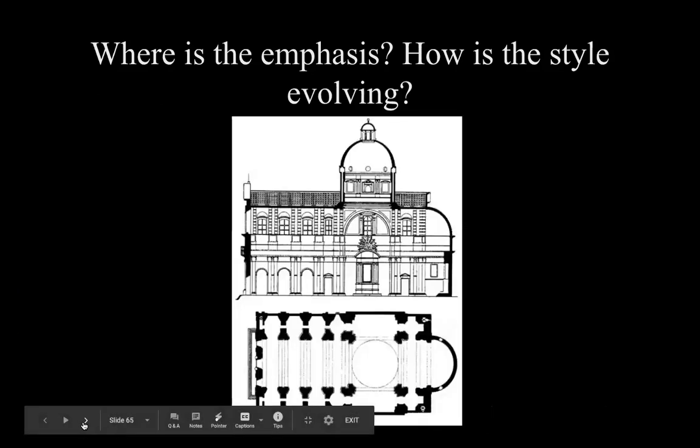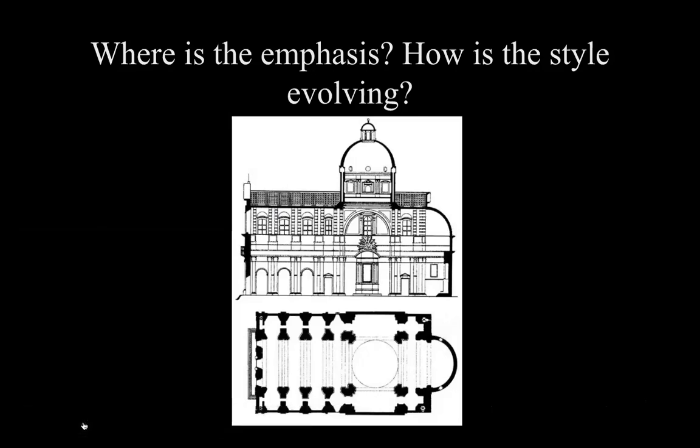So the interior. When we looked at church formations, we really spent a lot of time doing this in the Gothic and the Romanesque, right? We looked at what the interior of the church looks like. What do you think the emphasis is on the interior looking at this plan? What's the biggest section?